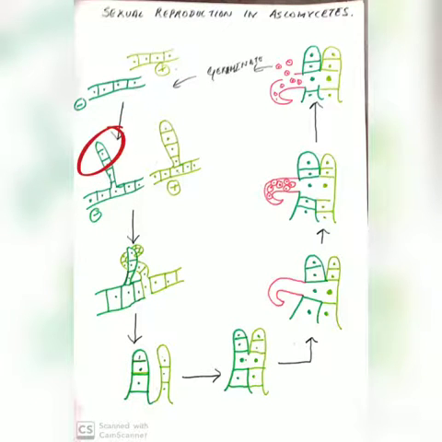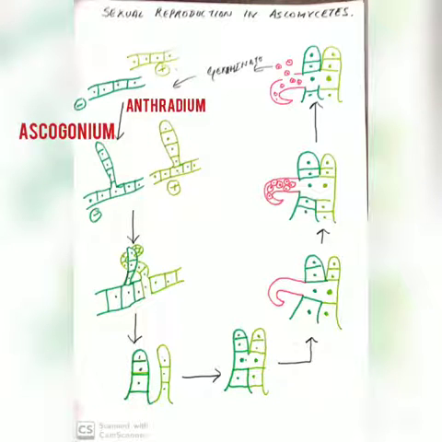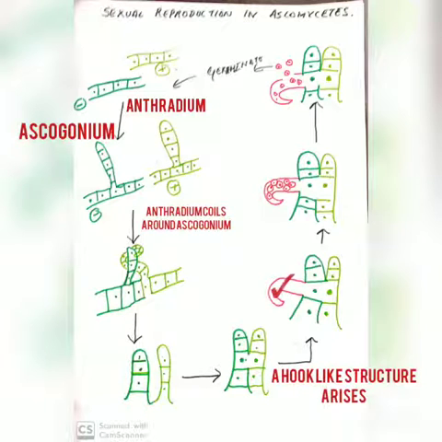The gamete of the negative strain is known as ascogonium, and the gamete in positive strain is known as antheridium. Now the antheridium coils around ascogonium and fuses with each other. Now the two hyphae come together and one compartment from each of the hyphae will fuse together. That is, the wall between the two hyphae will disappear. From this part arises a lateral hook-like structure which is known as ascus.